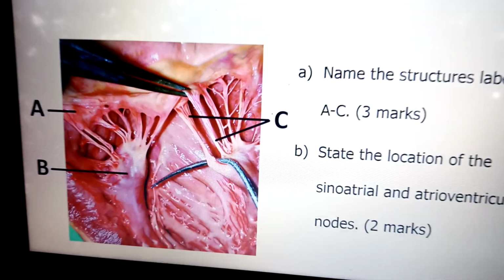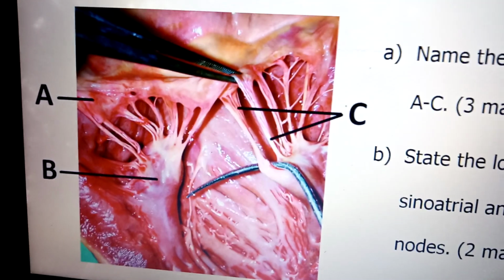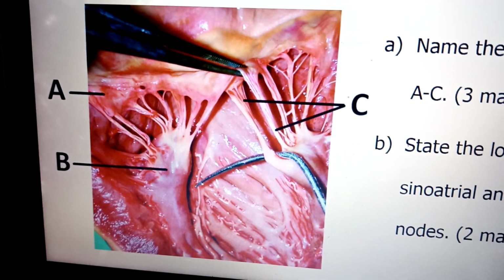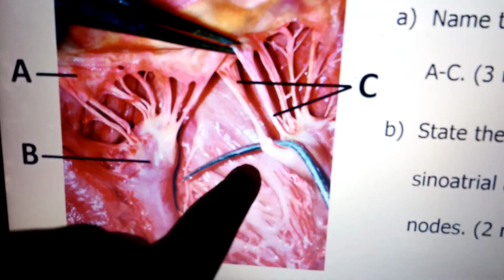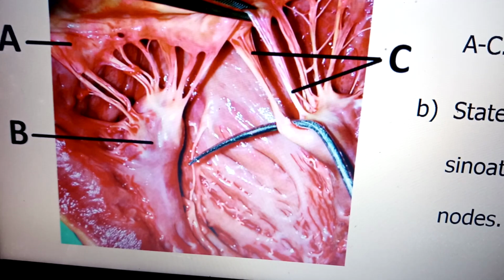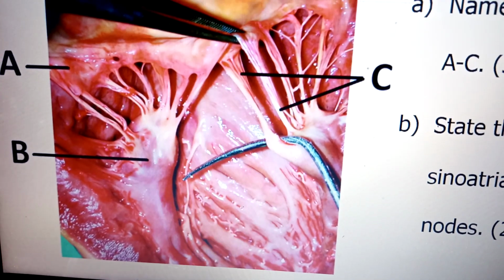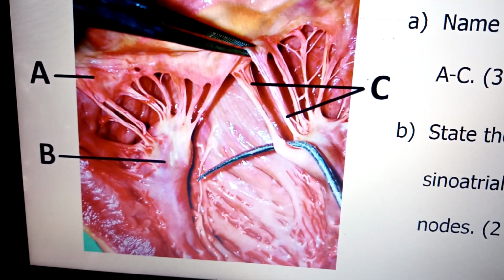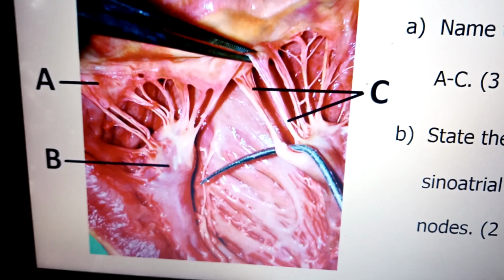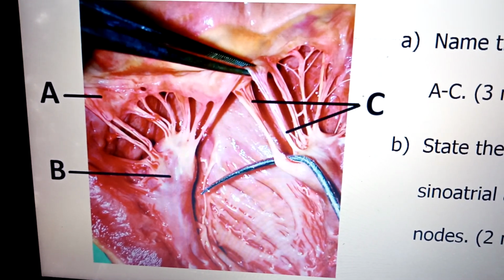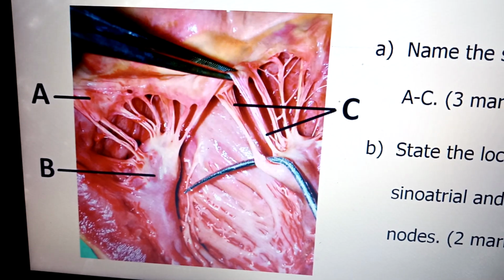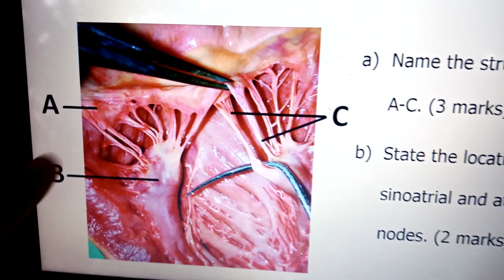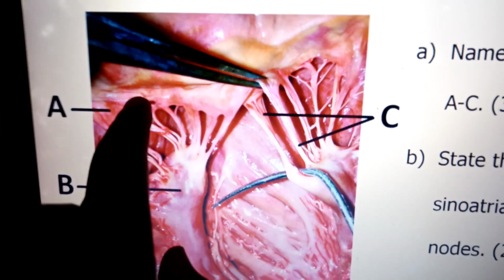So this is a picture showing you the internal structure of the heart. So you are seeing the ventricle. What you are seeing here, these are your trabeculae of the ventricle. So the part labeled B, that is the papillary muscle. The part labeled C is the chordae tendineae. So those will be below the part labeled A, which is the valve. So you have the valve here, the part labeled A.